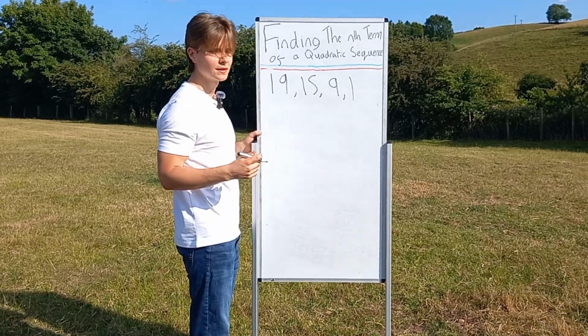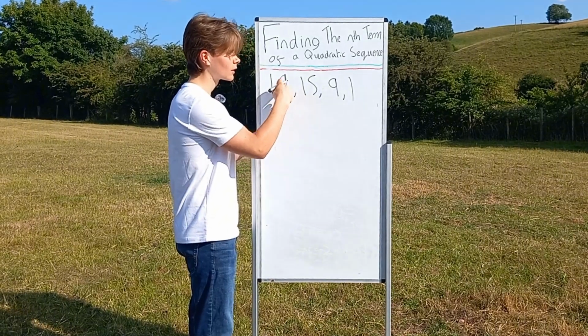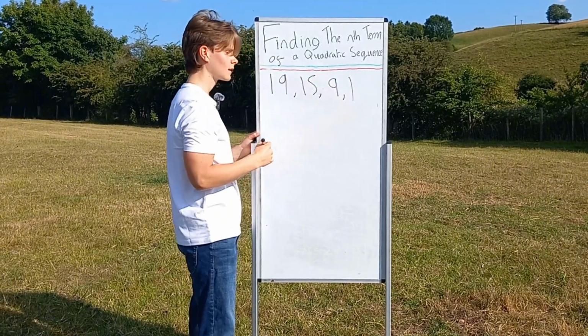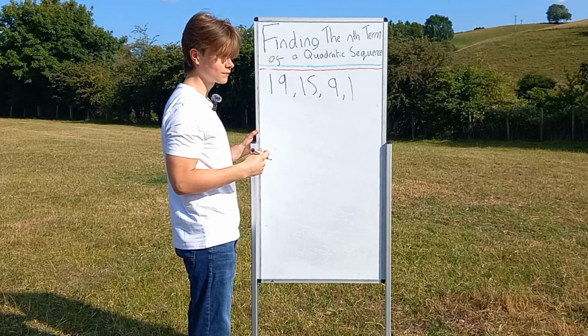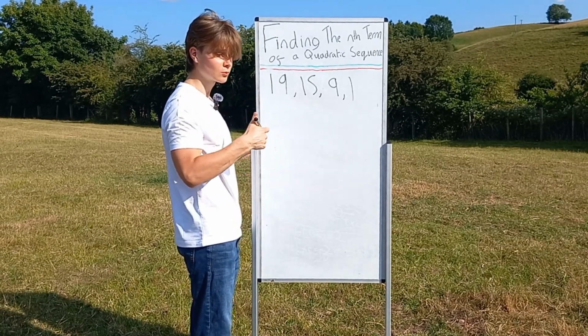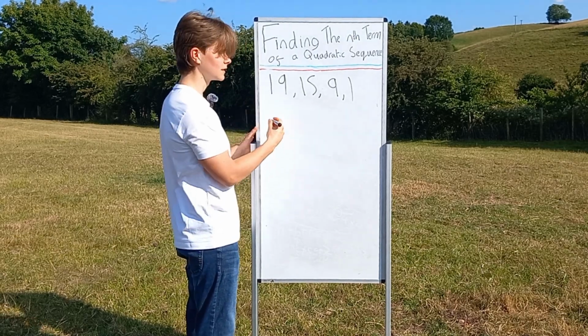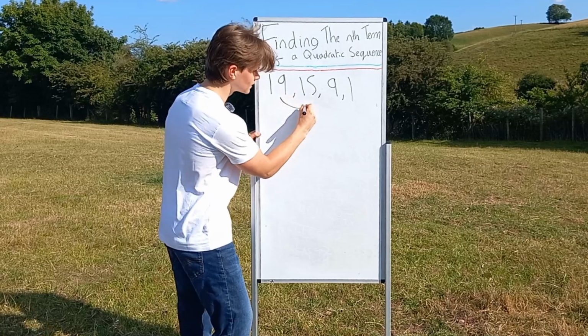And then the last question of the video is going to be how to find the nth term of this quadratic sequence where we're going down in each term. So we're still going to use the same three formulas. 2a equals the second difference, 3a plus b equals the first difference, and a plus b plus c equals the first term. So let's first find the difference in between each of our numbers.